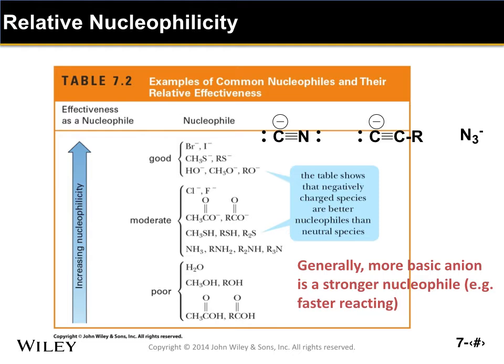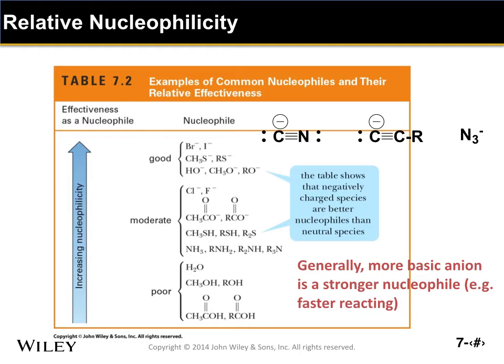I'll mention a couple of things that I'd like you to know. That's mainly encapsulated in the comment that I have in red below. Generally, the more basic the anion, the stronger it is as a nucleophile, and that means it reacts faster. Keep in mind, if it's a strong base, then it wants a positive charge fairly badly. Remember, a strong base wants a proton very badly. So a strong base wants a positive charge very badly.